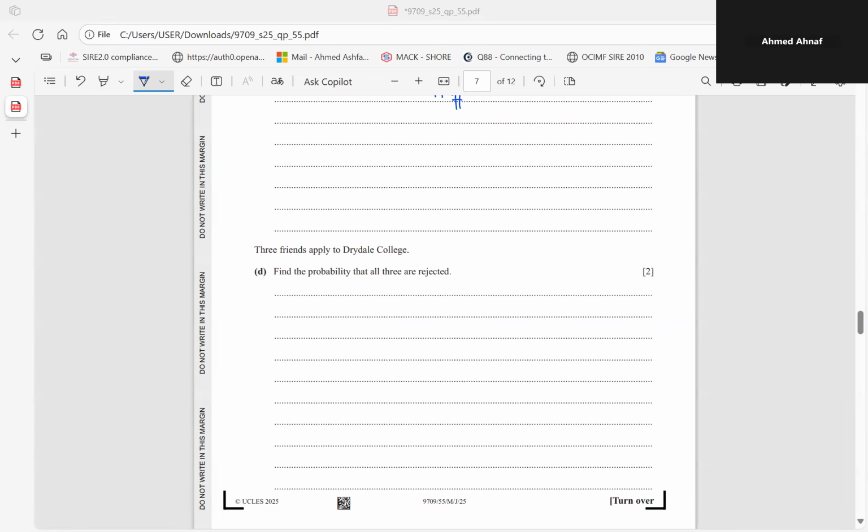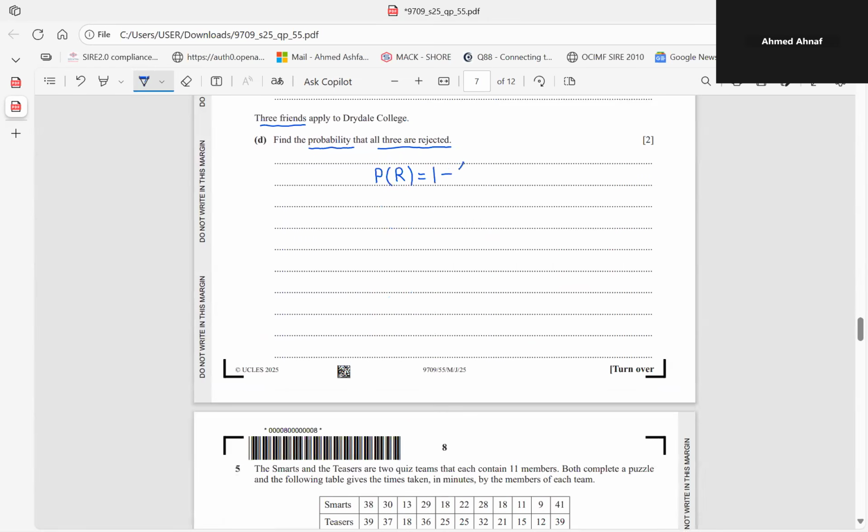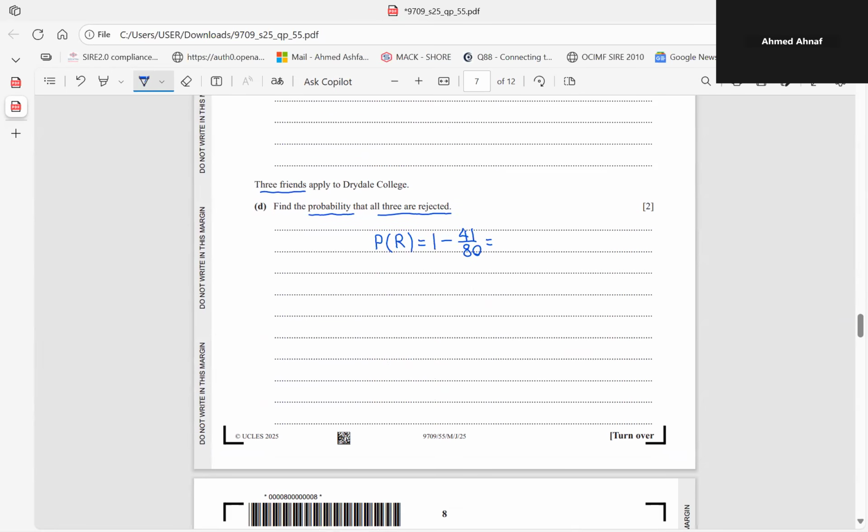Okay, so here we're told that three friends applied to Drydale College. And for this part, we have to find the probability that all three are rejected. To first find the probability of getting rejected, we just minus 1 from the probability of getting accepted, which is 41 over 80. We're using this probability law: the probability of P prime is 1 minus p, where p prime is basically p not happening, or the opposite of p.